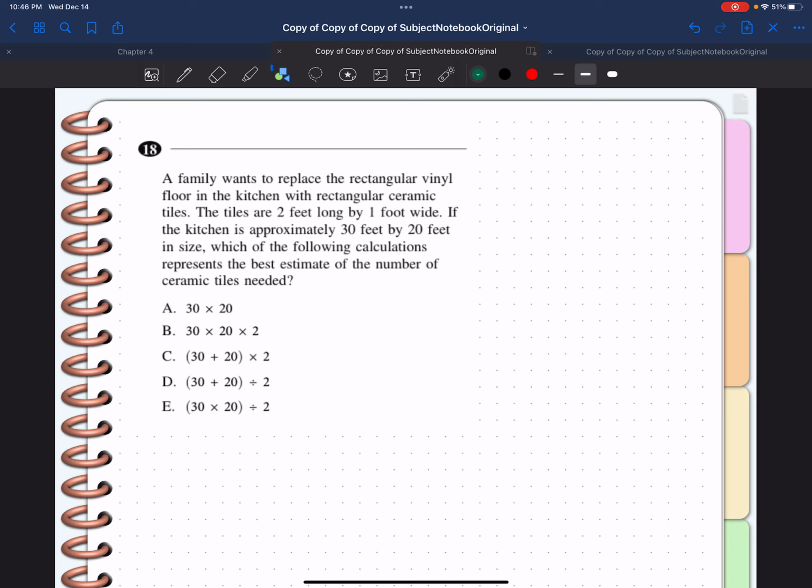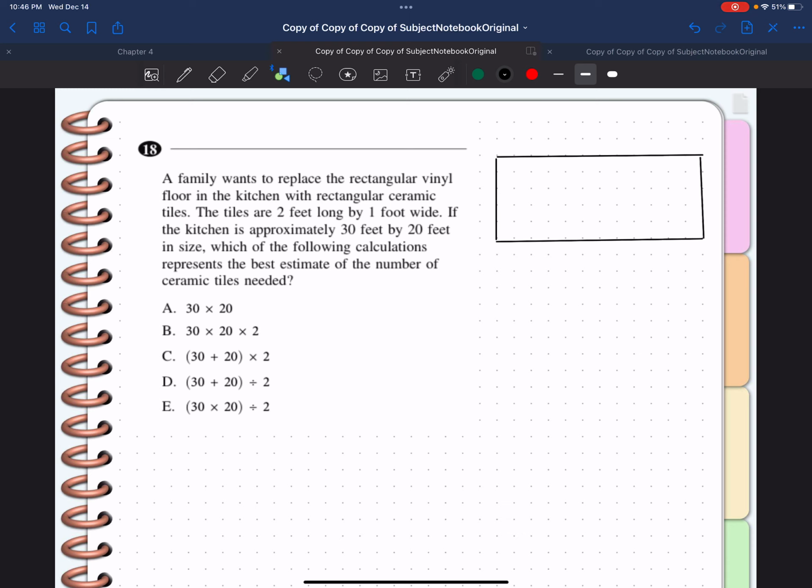So let's get an idea of what's happening here. We have this floor in the kitchen that is a rectangle, and hopefully it doesn't look like that floor. Let me draw these in pieces and see if that works. I am not an artist. The grid helps, but it's not perfect.